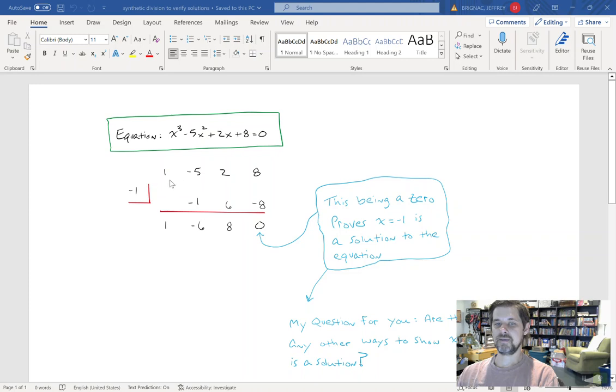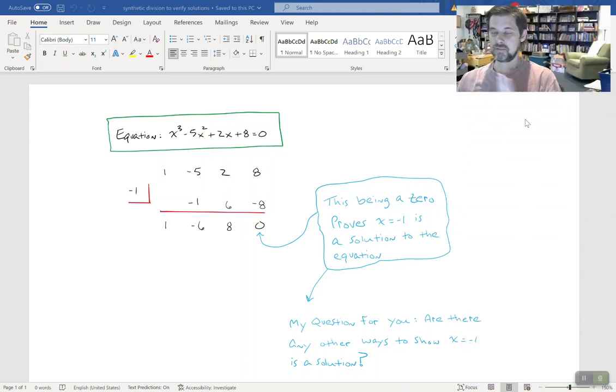And I said, if I set up a synthetic division like this, and suppose I have the number -1 right here, and suppose that I follow through with the synthetic division procedure and I get a 0 right there, that means that -1 is a solution to this equation. That's just the brute fact of the situation: if I put a number here, and that's a 0, that number is a solution to this equation. If I don't get a 0 there, it's not. Black and white, it's that simple.